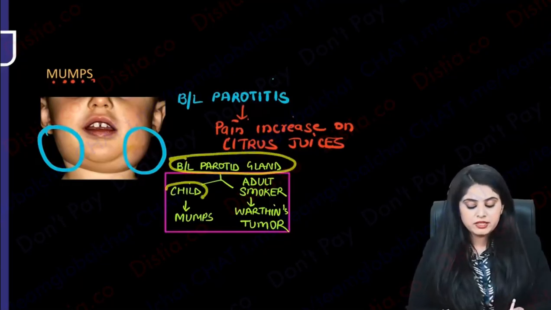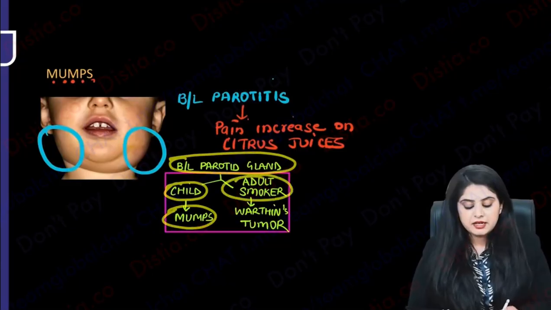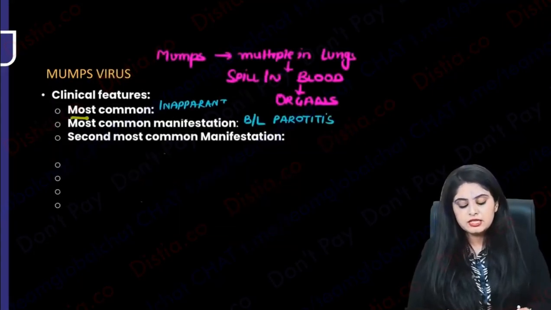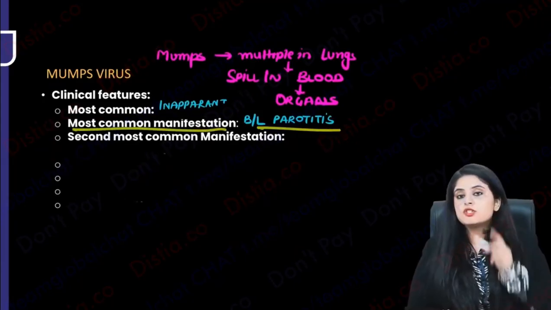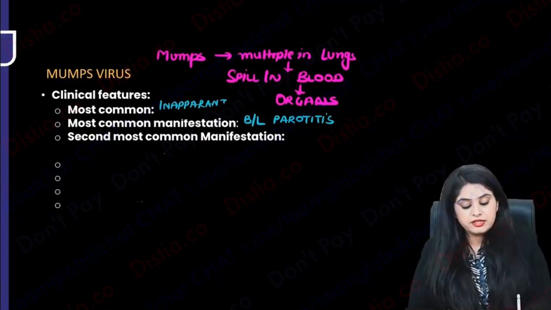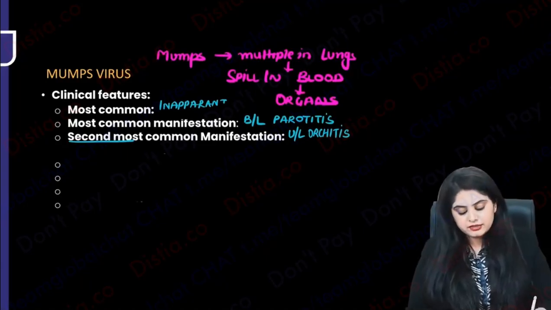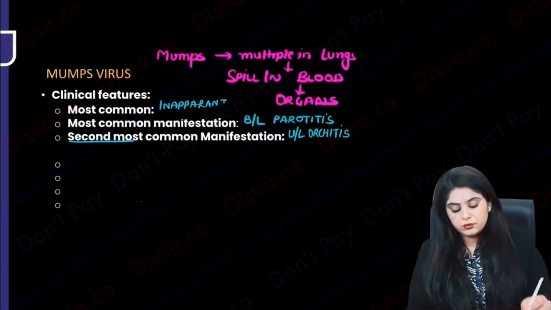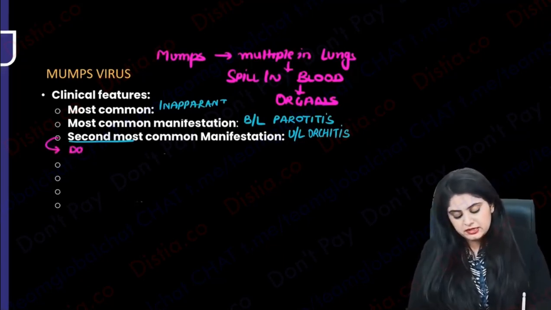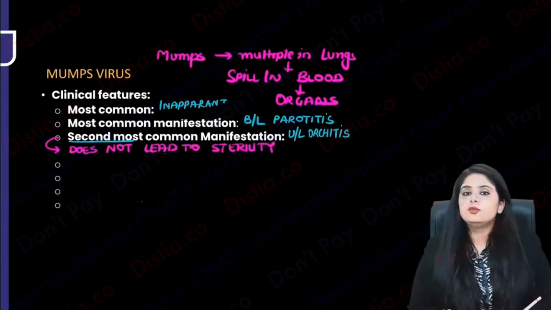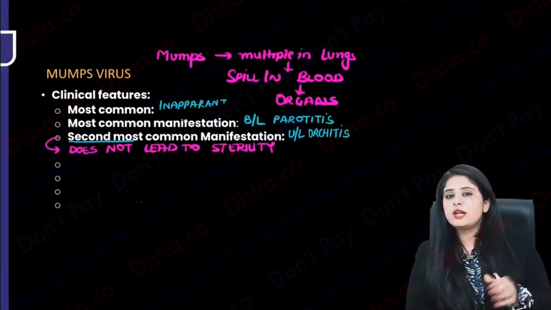But definitely it's going to be a big savior when it comes to your MCQs. Bilateral parotid gland involvement in a child means think of mumps, and in an adult smoker, you're going to think of Warthin's tumor. So coming back, this cute little Jerry either did not have anything, or the most common presentation he had was bilateral parotitis. But what is the second most common manifestation? It is unilateral orchitis, so there is involvement of one-sided testes. And does this lead to any problems with sterility? Please remember, this does not lead to sterility. This does not lead to sterility. Okay, so unilateral orchitis in boys is covered.